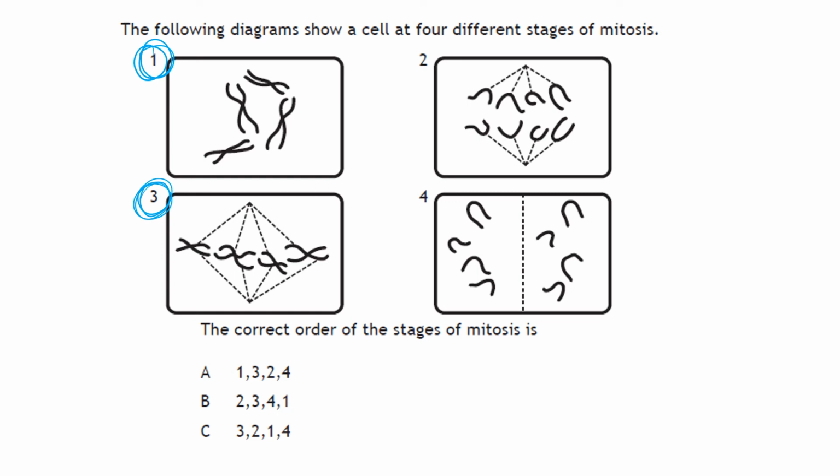After my chromosomes have lined up along the equator of the cell, what's going to happen? I separate the chromatids to opposite sides of the cell. I pull apart the chromatids to opposite ends of the cell. Then cytoplasm divides. So we are 1, 3, 2, 4, which is A.